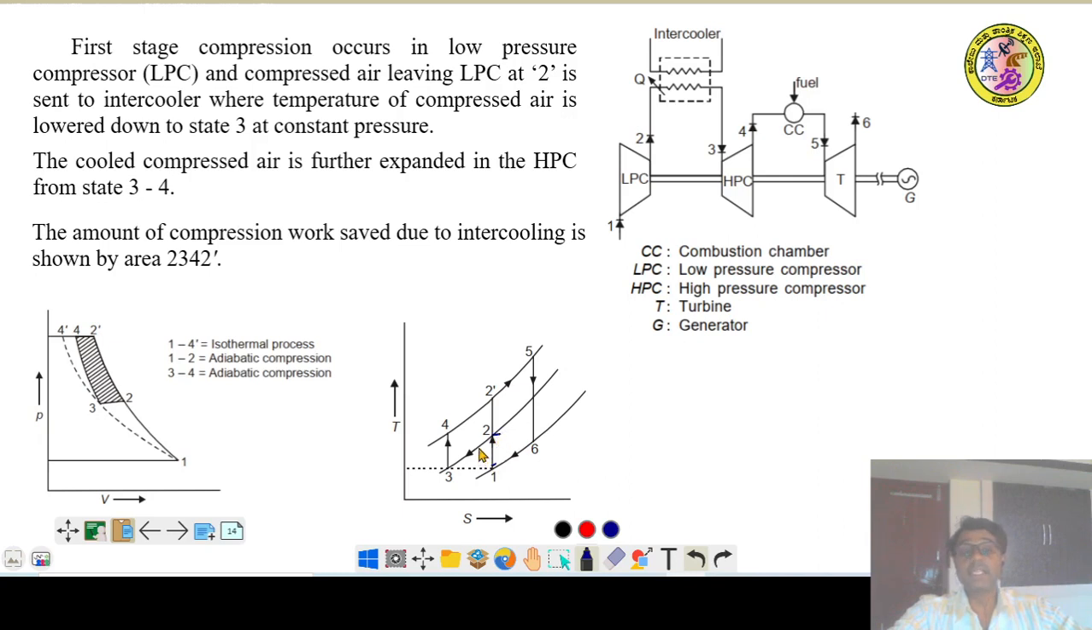From 1 to 2 the temperature increases. Next, from 2 to 3, I am going to pass it through the intercooler. The intercooler is a device that extracts the heat from the compressed air. That means it cools the air, until the temperature comes back to the initial temperature T1, at state 3.